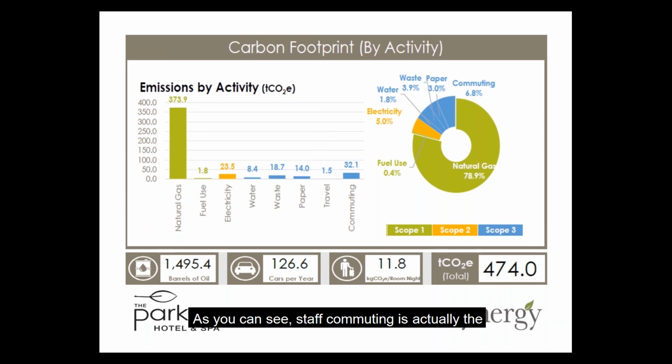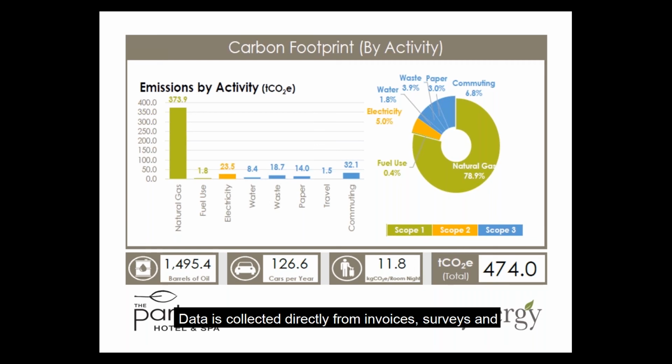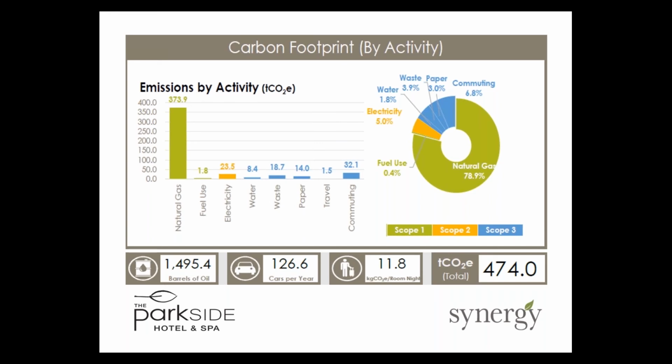As you can see, staff commuting is actually the second highest source of emissions for this organization due to the lower emissions in some of the other areas. Data is collected directly from invoices, surveys, and on-site waste assessments. The report has not been verified. It will, however, be reviewed by a third party, as Parkside has recently committed to offsetting their carbon footprint with offsetters. You'll learn more about the option to offset your carbon footprint in the third webinar in this series.